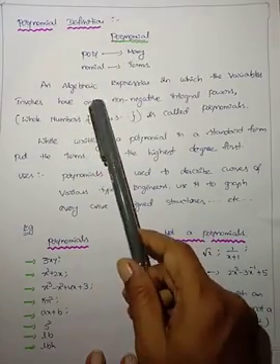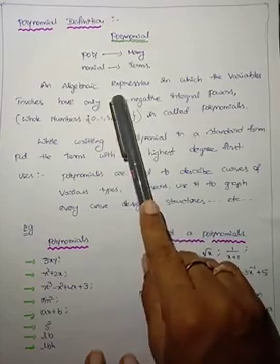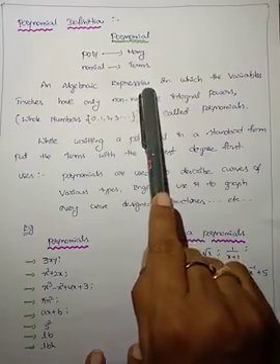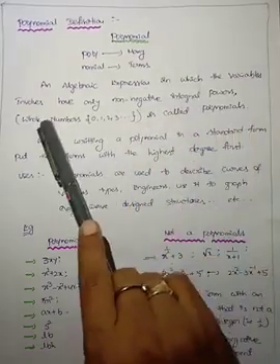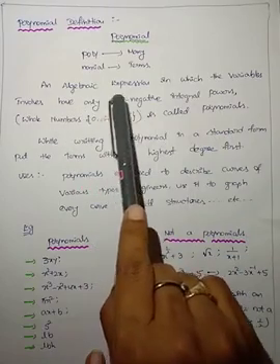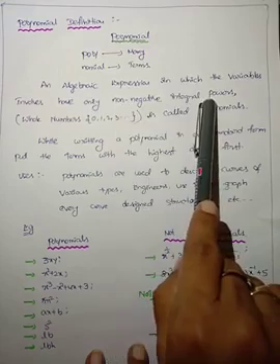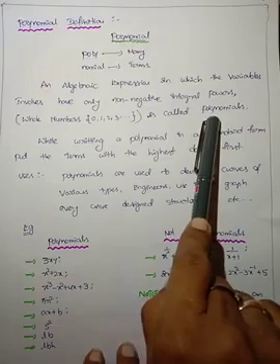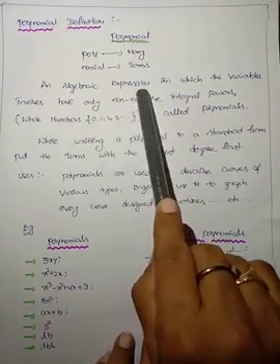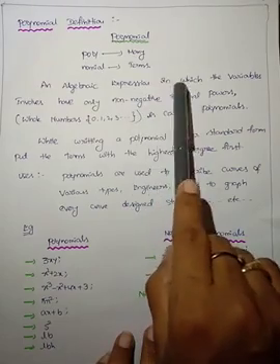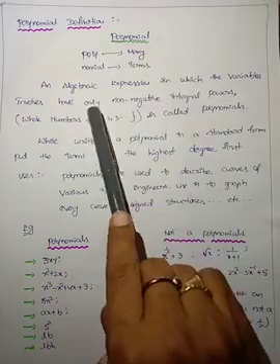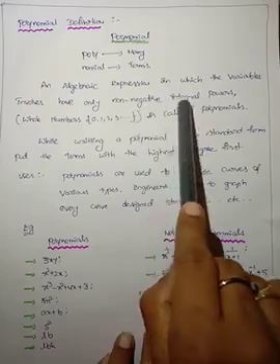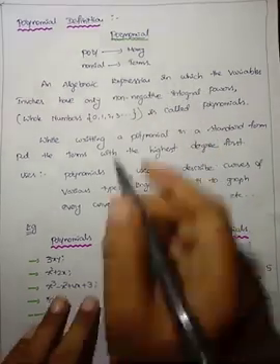The definition is an algebraic expression. We already know about the algebraic expression. A polynomial is an algebraic expression in which the variables involved have only non-negative integral powers, that means whole numbers. What is the definition of polynomial? An algebraic expression in which the variables involved have only non-negative integral powers.